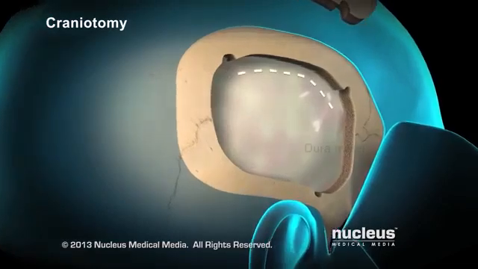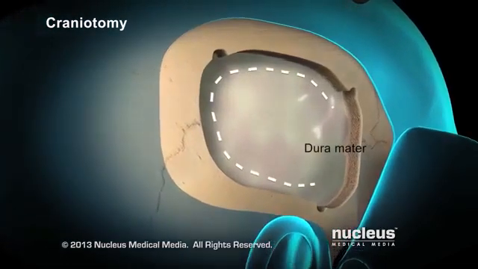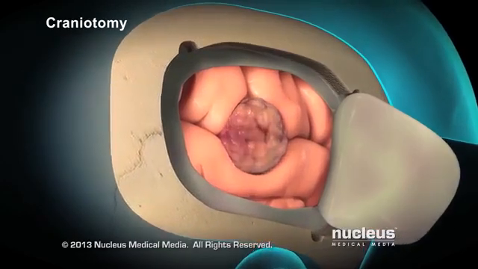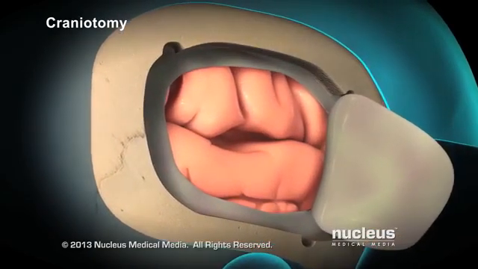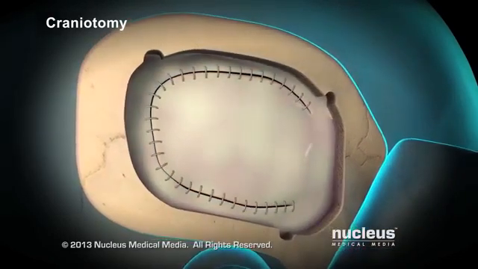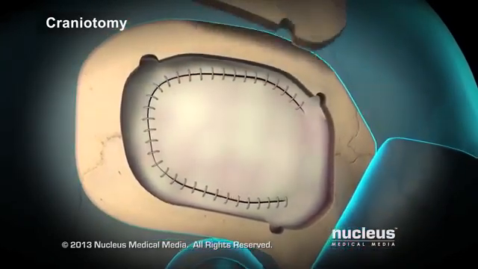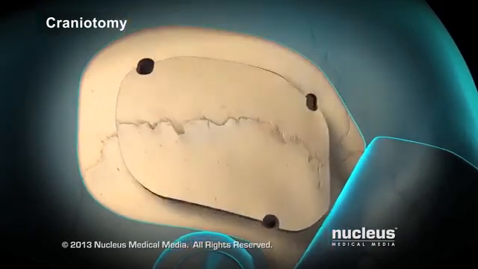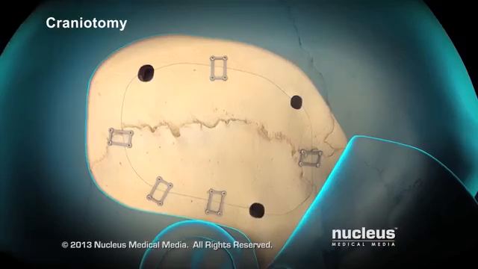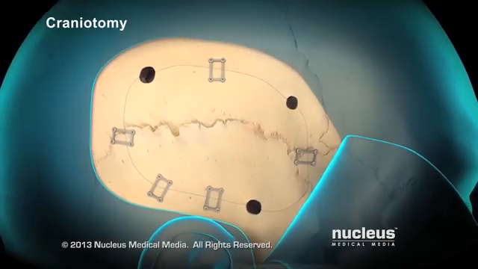Your surgeon will make an incision in the dura mater to expose your brain. Then your tumor will be removed. The incision in the dura mater will be closed with sutures. Your surgeon will reattach the bone flap with metal plates and screws that will remain in your skull for life.